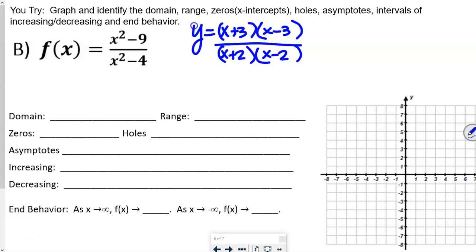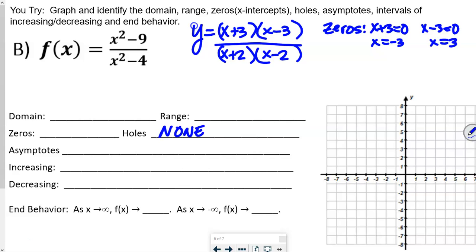Okay, so hopefully all of y'all see immediately there are no holes here, so we can write none right here. Then when we talk about our domain and our range, we're going to talk about that after we graph it. So our zeros, again, we're going to set our numerators equal to 0. So x plus 3 equals 0, so x equals -3. X minus 3 equals 0, so x equals 3. So our zeros are -3 and 3.